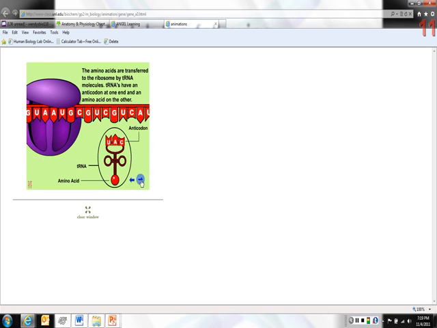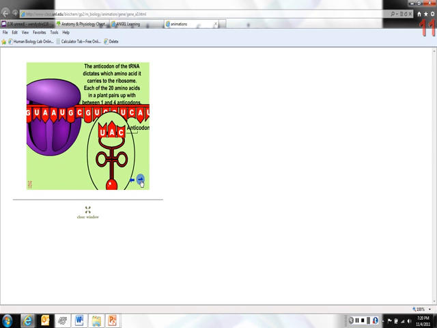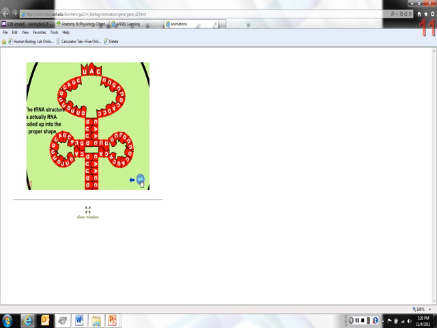The amino acids are transferred to the ribosome by tRNA molecules. tRNAs have an anticodon at one end and an amino acid at the other. The anticodon of the tRNA dictates which amino acid it carries to the ribosome. Each of the 20 amino acids in plants pair up between 1 and 4 anticodons. The tRNA structure is actually the RNA coiled up into the proper shape.